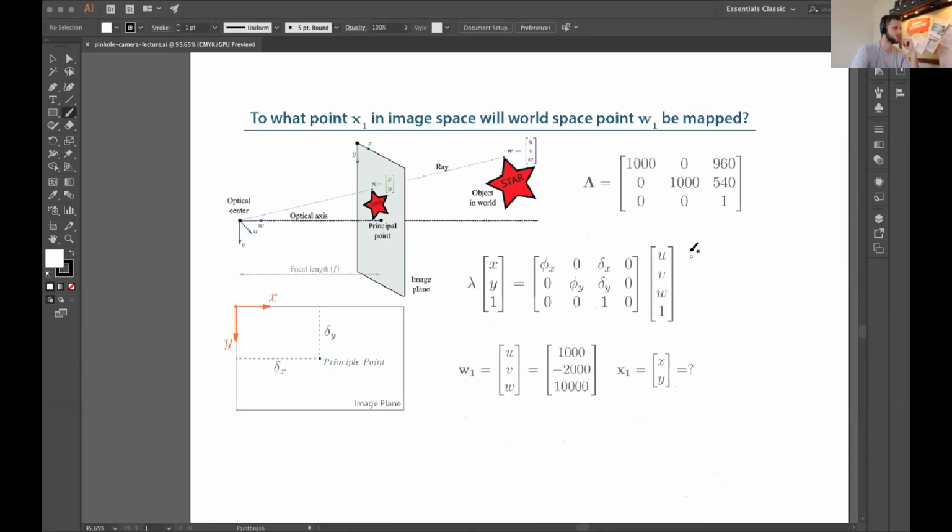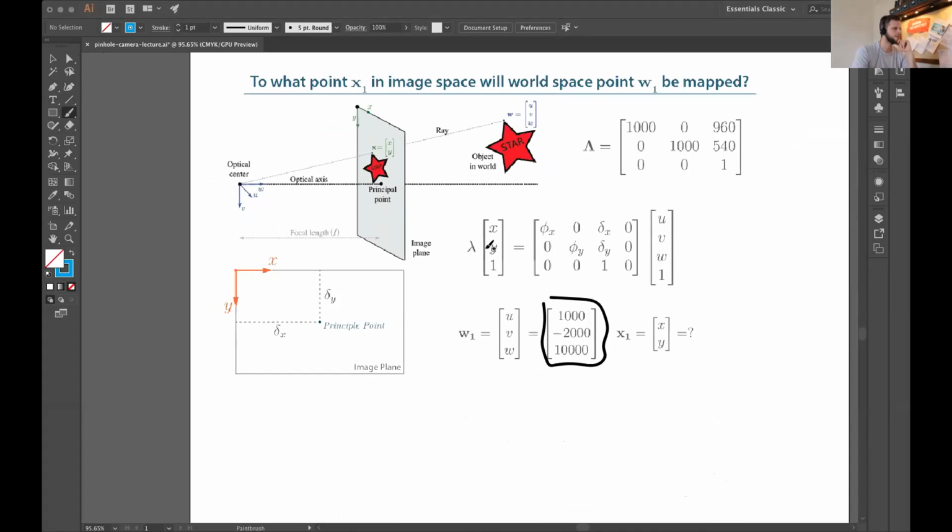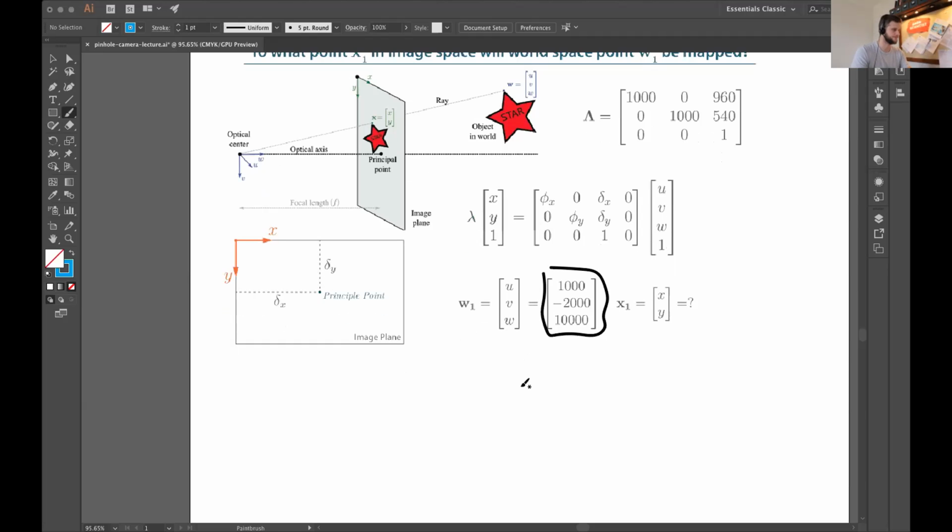So let's walk through it here. I've given you a point in world space again. Here's a point in world space, right? And I'm asking you to find the corresponding point in image space. And it's really straightforward, but I just want to show you how this lambda thing works and why it's not a big deal. So let me go ahead and start working through this equation.